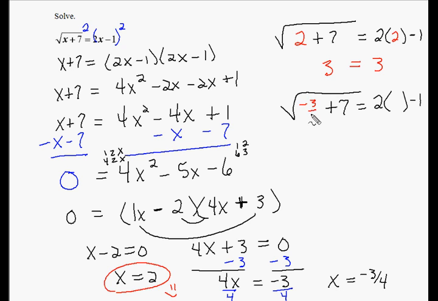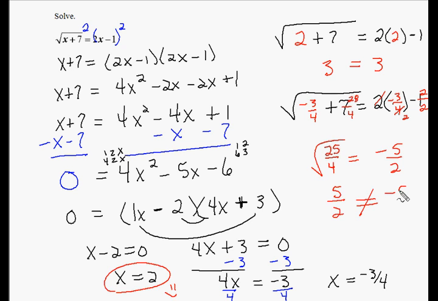Putting in our negative 3/4, and here we might need a calculator to try and figure out what's going on. 7 is the same thing as 28 over 4. So 28 positive plus 3 negative is 25 over 4, and I need to take the square root of that. And then I can reduce here. 2 goes into 4 twice, and I can change the 1 to being a 2 over 2. So I have a negative 3 minus 2 more is negative 5 over 2. The square root of 25 is 5, the square root of 4 is 2, but that is not equal to negative 5 over 2. So this answer I don't want.